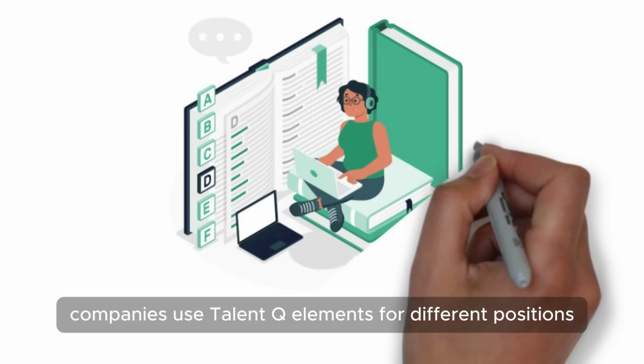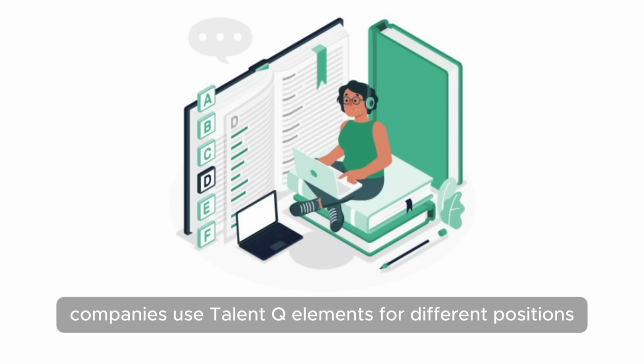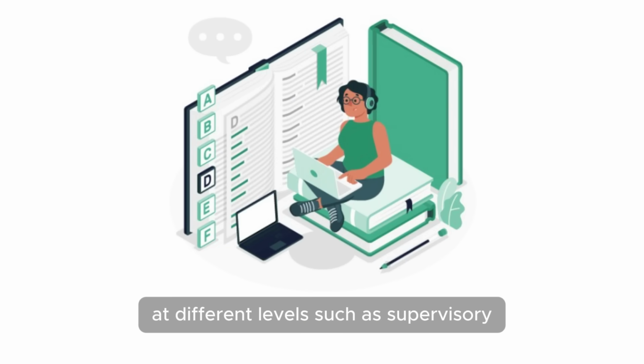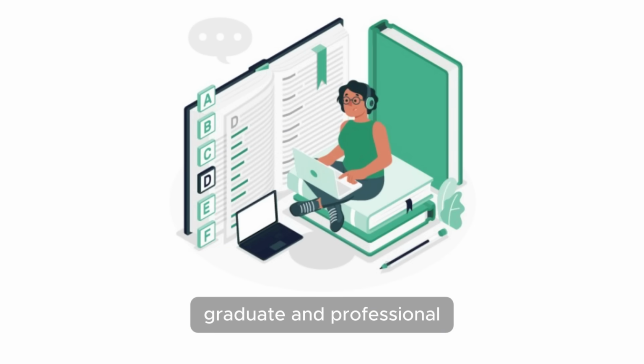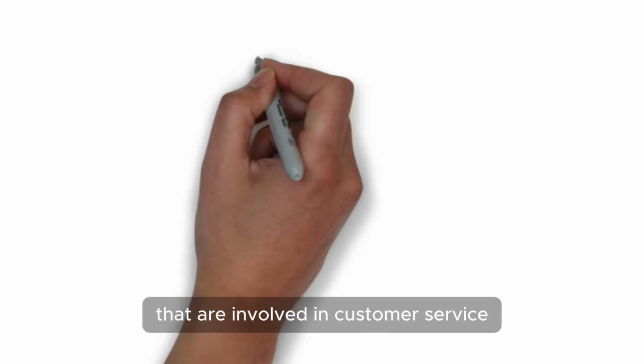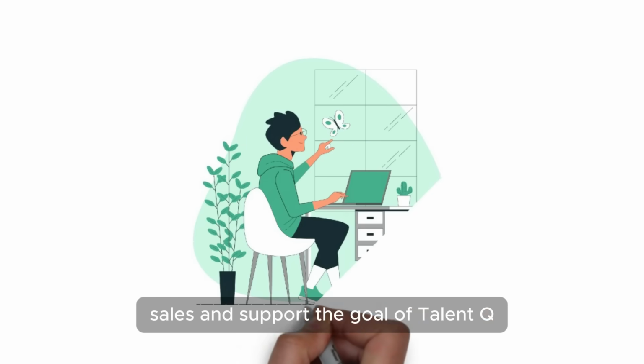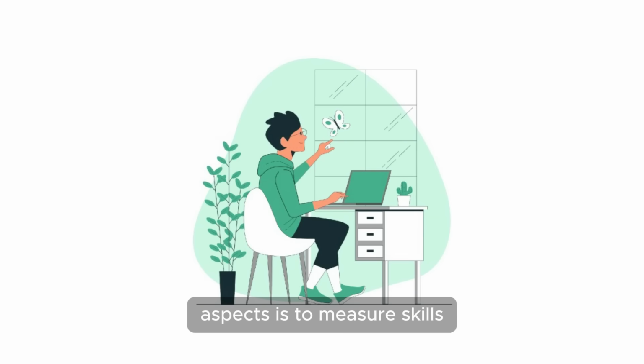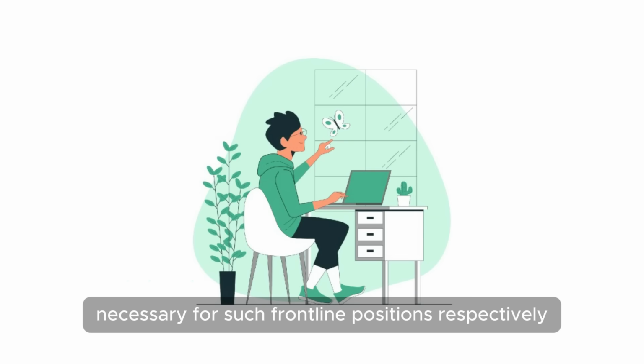Typically, companies use TalentQ Elements for different positions at different levels, such as supervisory, graduate, and professional. TalentQ Aspects tests are used for choosing employees that are involved in customer service, sales, and support. The goal of TalentQ Aspects is to measure skills necessary for such frontline positions, respectively.